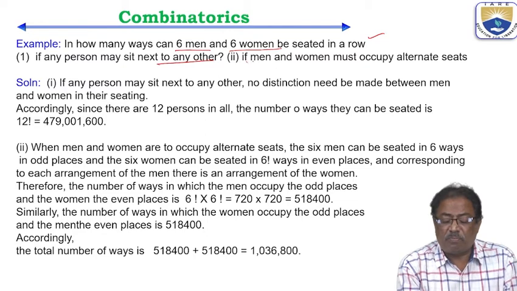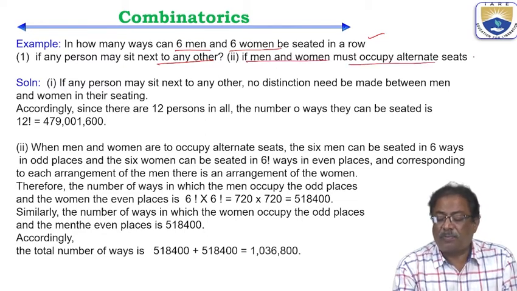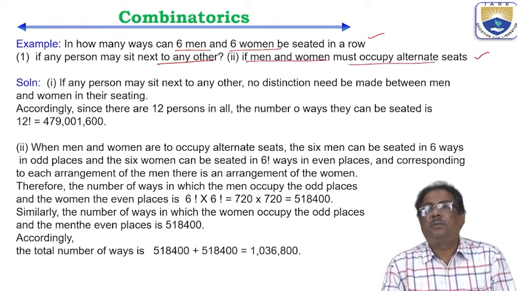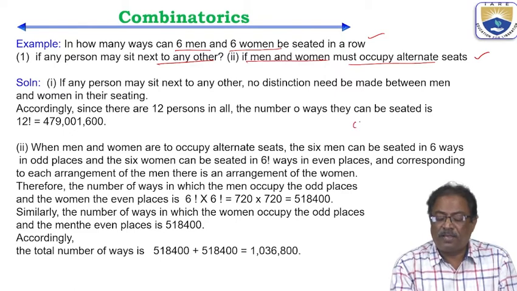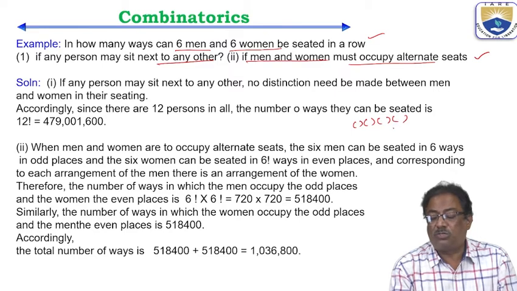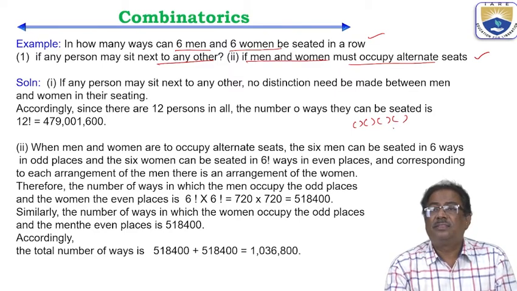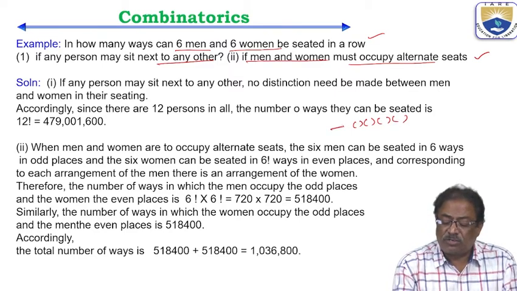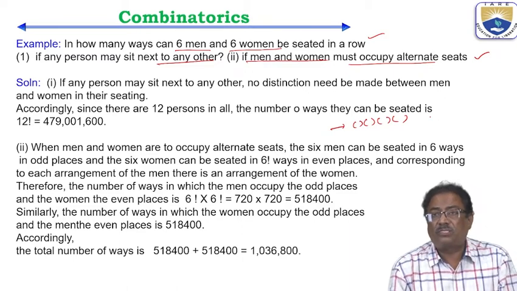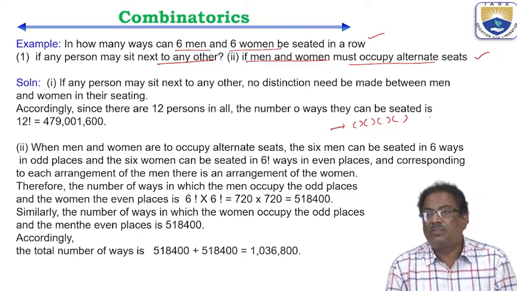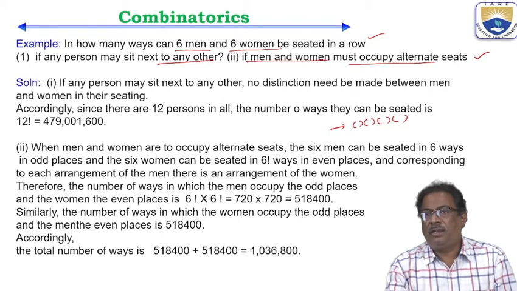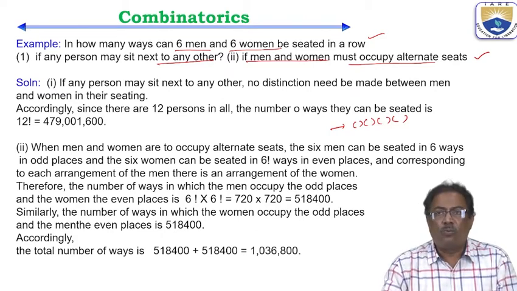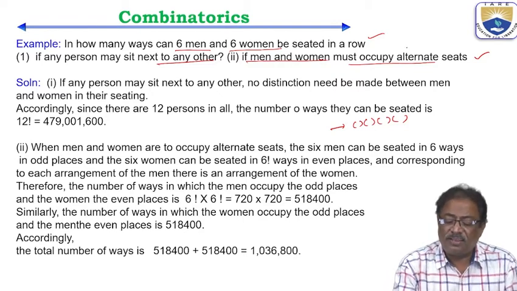And next, if men and women must occupy alternate seats. That means whenever men will be there, automatically women should be there. Or if women will be there, then men should be there. So here, there are 2 combinations. First we fill with men, next women, like that. Or the second possibility is women, men, like that. So that is there here.